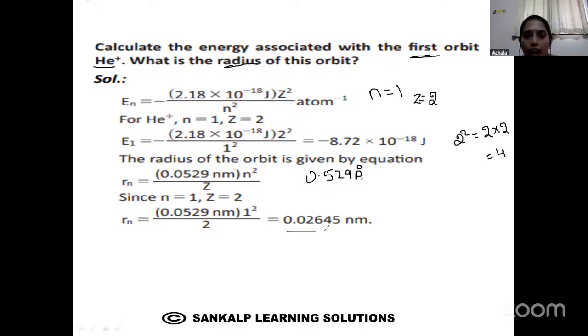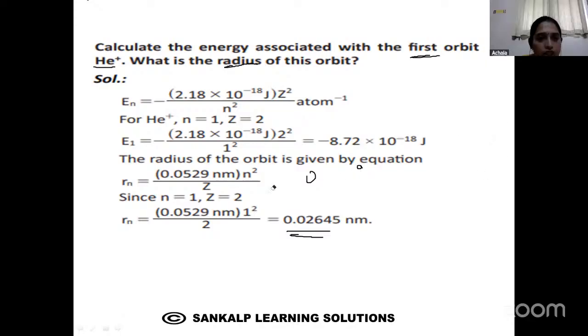You have to multiply 0.0529 into 1. 1 into any number will be equal to that number, divided by 2. Do the calculation on the calculator. Do 2 square on the calculator, into 2.18, and whatever answer comes, write 10 raised to minus 18 as it is. This is how we have to solve problems on energy and radius of the orbit. These problems are very important and they will be asked in the examination.